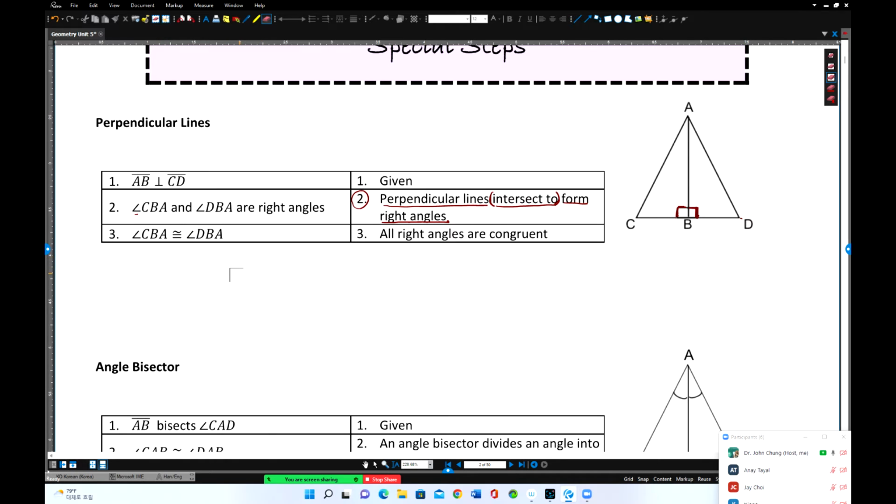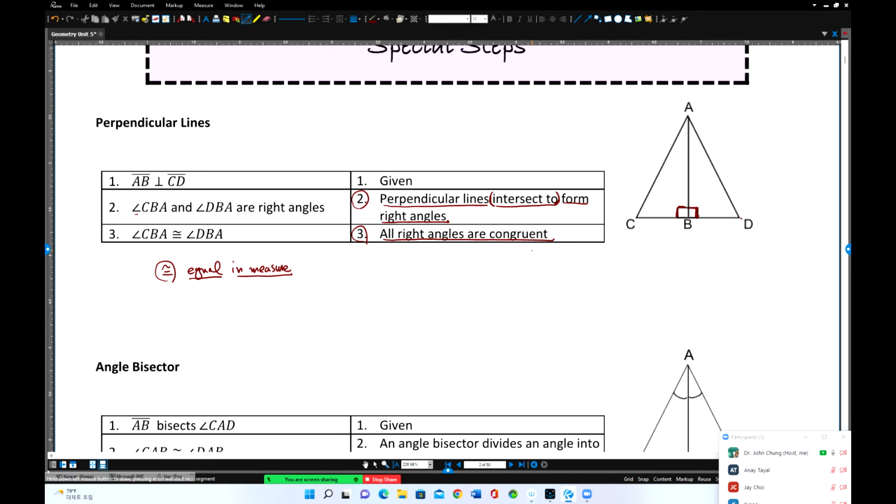Congruent means they are equal in measure. When you measure this one, they are equal, because they are right angles. When you measure, that equals 90, right? This is congruent, meaning equal in measure. So angle CBA is congruent to angle DBA. The reason is what? Don't skip any word. This is a perfect reason: all right angles are congruent. We have to say it this way.